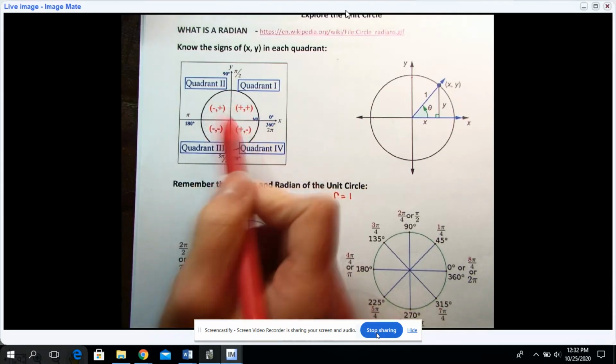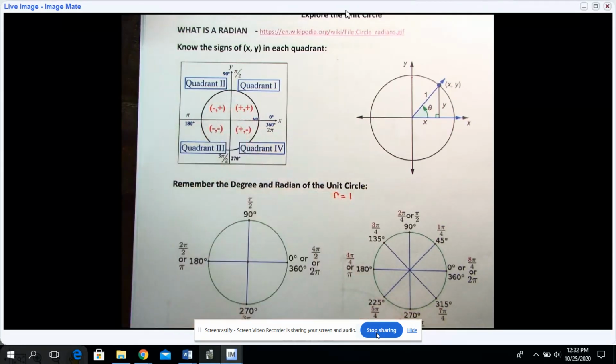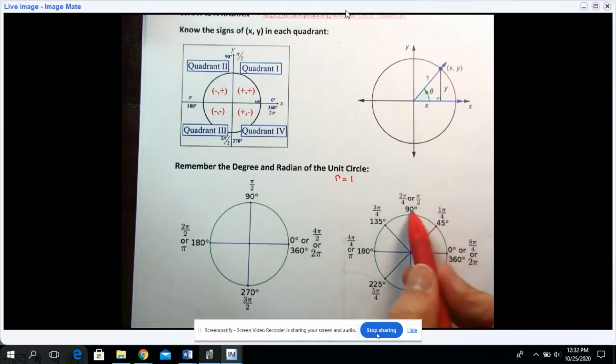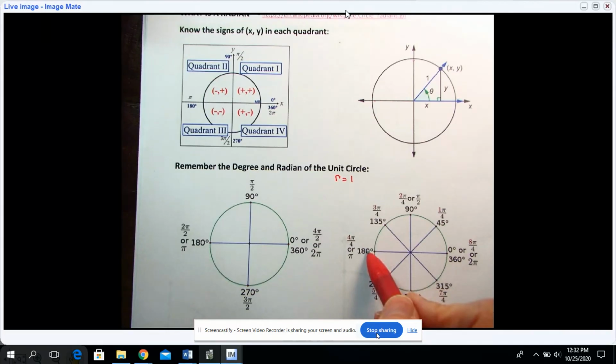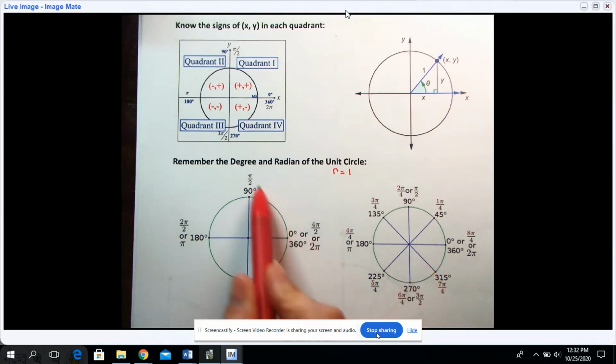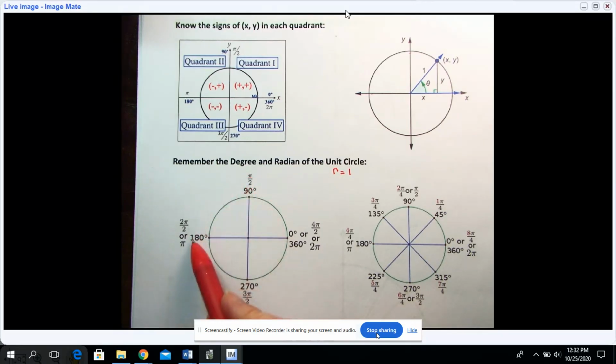But now we're going to look at radians. And most of us already know degrees, like 0 degrees, 45 degrees, 90 degrees, 135, 180. So degrees make sense to us because that's what we learn. However, we need to understand radians too. So, for example, this is 0 degrees. 90 degrees is the same thing as pi over 2. And then 180 degrees is the same thing as pi. Well, we know pi is 3.14.